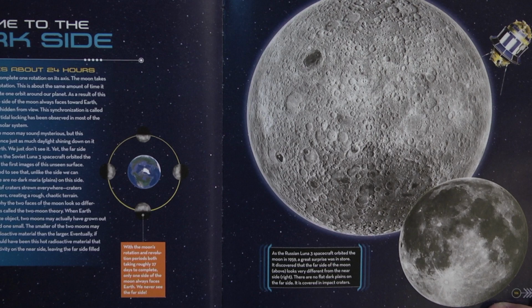The dark side or far side of the moon does actually experience just as much sunlight shining down on it as the near side facing Earth. We just don't see it.